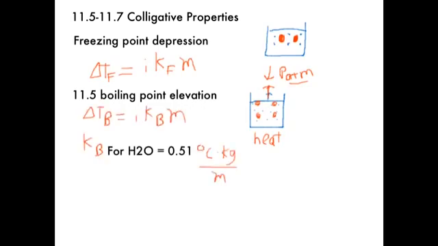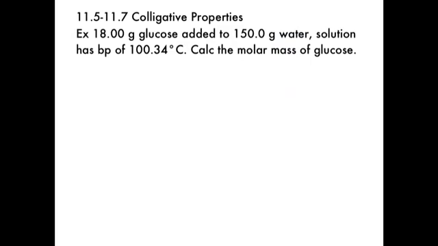The math equation we'll use for boiling point elevation looks just the same, except the constant is different. It's the boiling point elevation constant. For water, the boiling point elevation constant is equal to 0.51 degrees Celsius times kilograms per mole. For example, 18 grams of glucose is added to 150 grams of water. The solution has a boiling point of 100.34 degrees Celsius. Calculate the molar mass of the glucose.